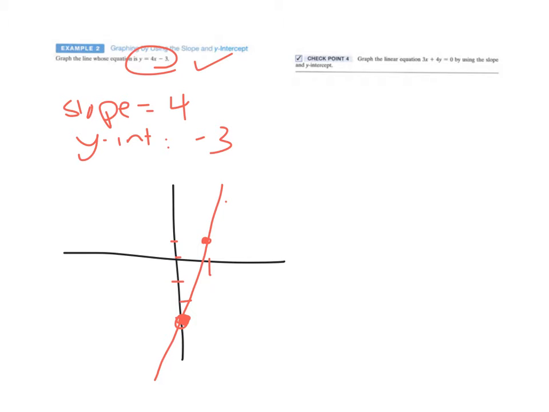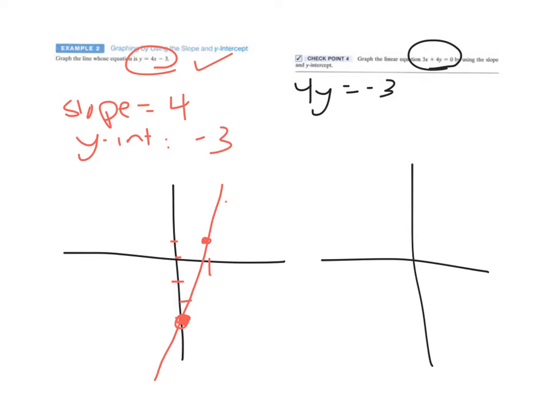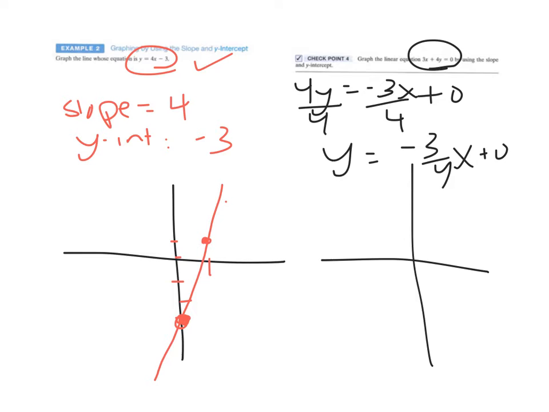So now let's look at this next one that's not in slope-intercept form, so I need to put this equation in slope-intercept form. So I'm going to go ahead and move the 3x over, and I'm going to divide by 4. So y equals a negative 3/4 x, and we have a 0 as our y-intercept. So now I can go here and go to 0, and I'm going to go down 3, 1, 2, 3, and over 4, 1, 2, 3, 4, and I put my next dot. The two dots connect for the graph.